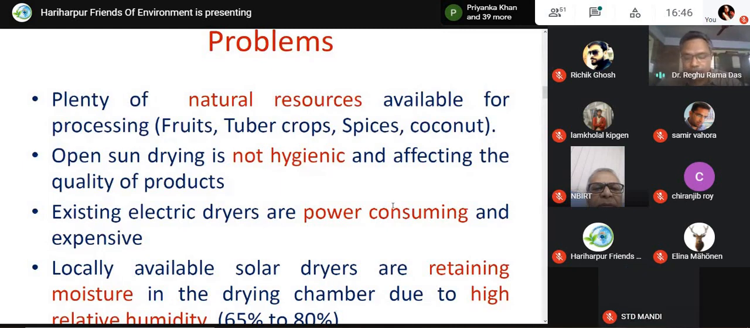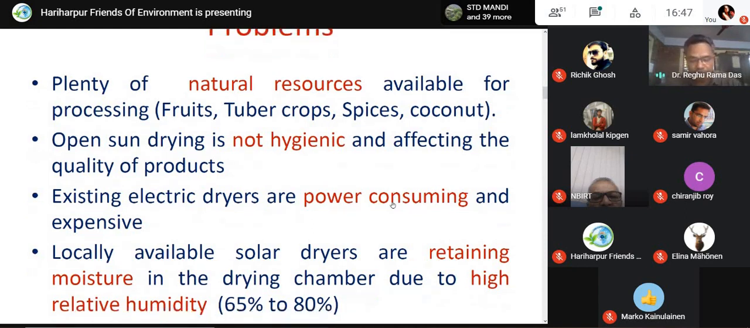Then another problem is that open sun drying is the cheapest method, of course, but it is not hygienic and also affects the quality of the products. This is the traditional method followed by all these people in the rural areas. Then the existing dryers are energy intensive, power consuming, and expensive also, which our village women can't afford. But the problem with the locally available dryers is that they retain moisture in the drying chamber due to high relative humidity in the area.